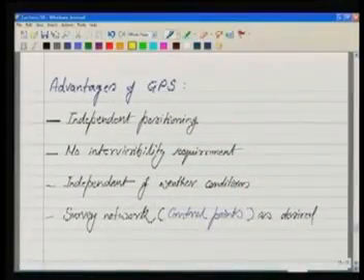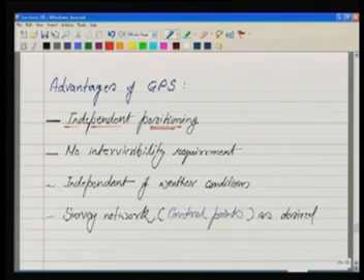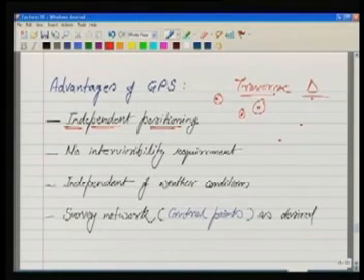One very important one is that it is independent positioning. Independent means you stand anywhere and your position is determined without any bearing on the previous position, unlike our traverse or triangulation. In case of traverse and triangulation, we have a dependency on the previous position, so error may propagate or accumulate, but here each and every point is independent.